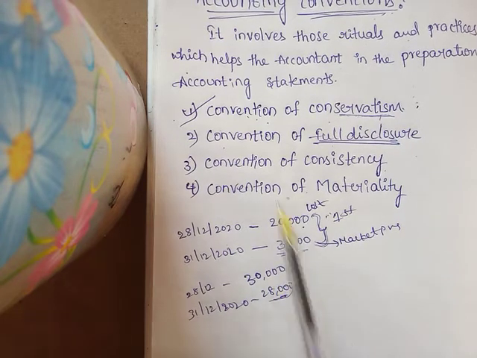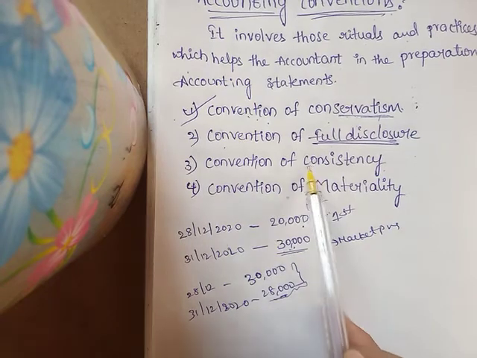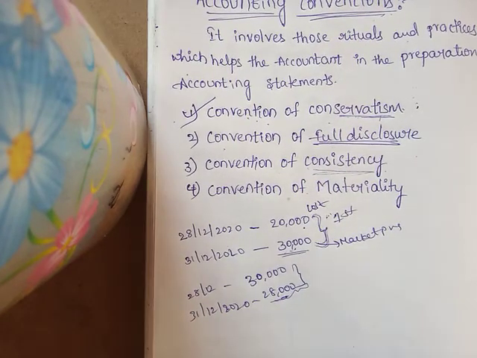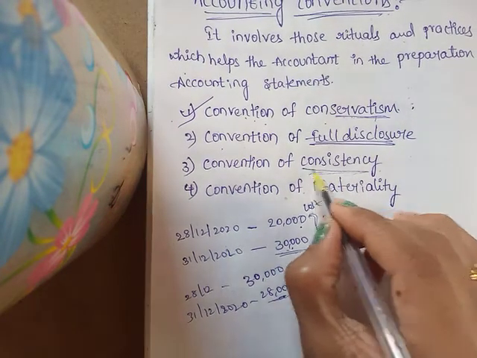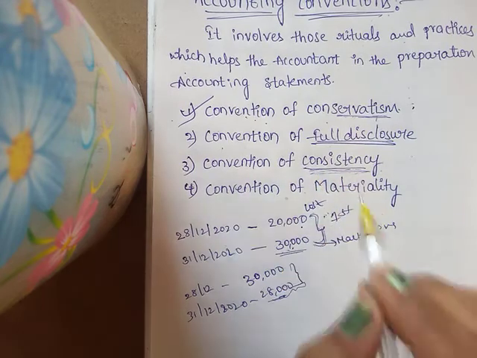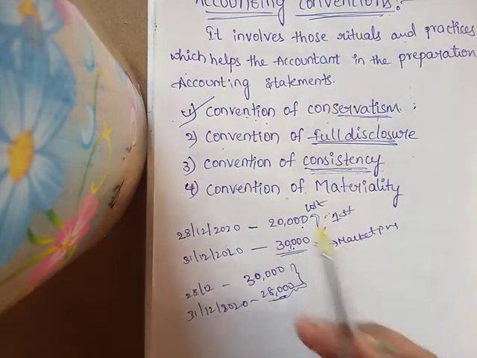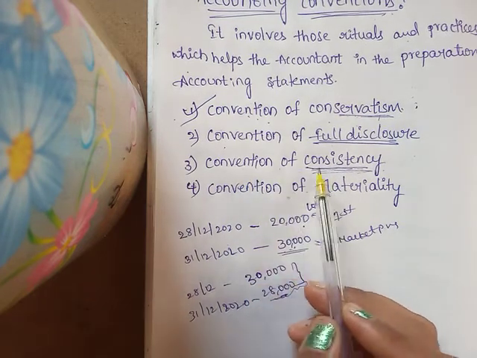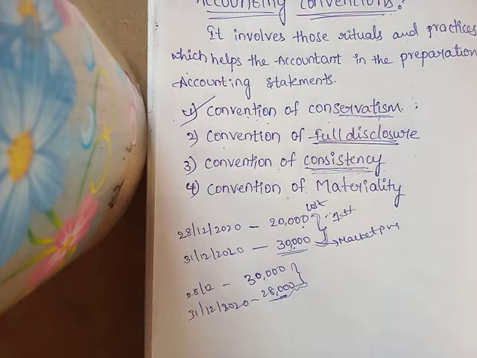Next is the convention of consistency. See here, consistency is in the name itself. Consistency means constant. The next convention is the convention of consistency.